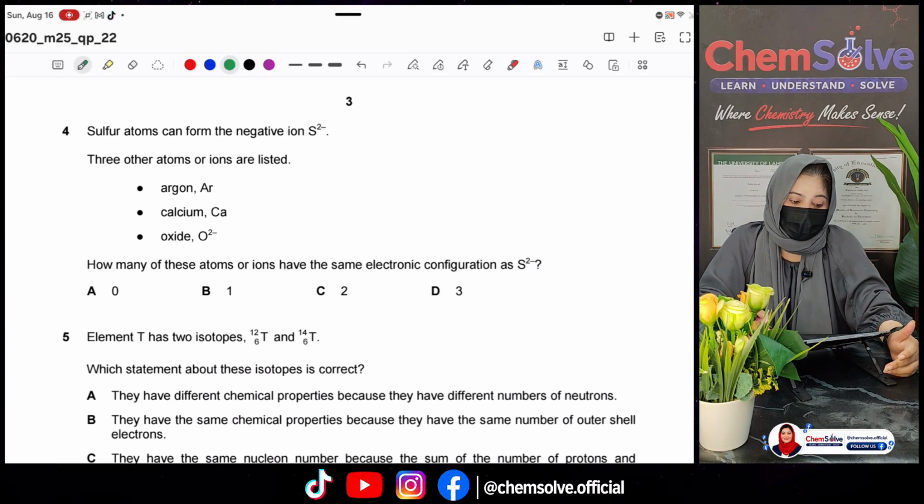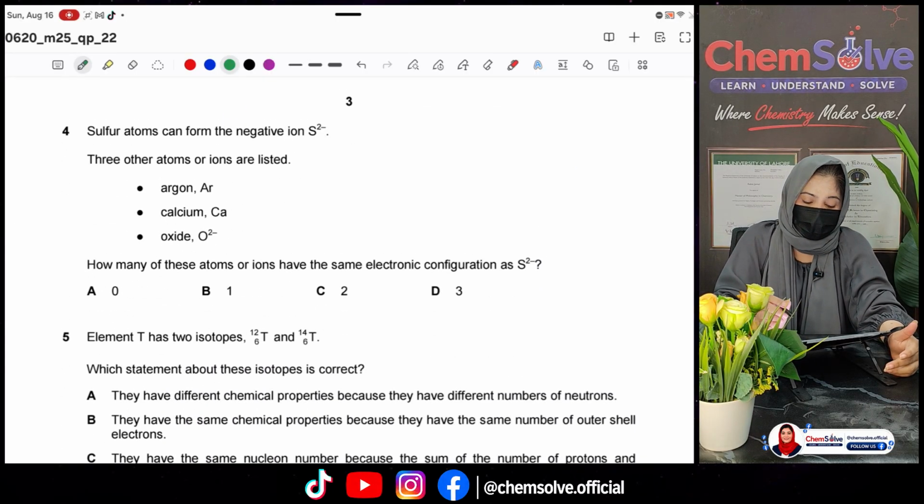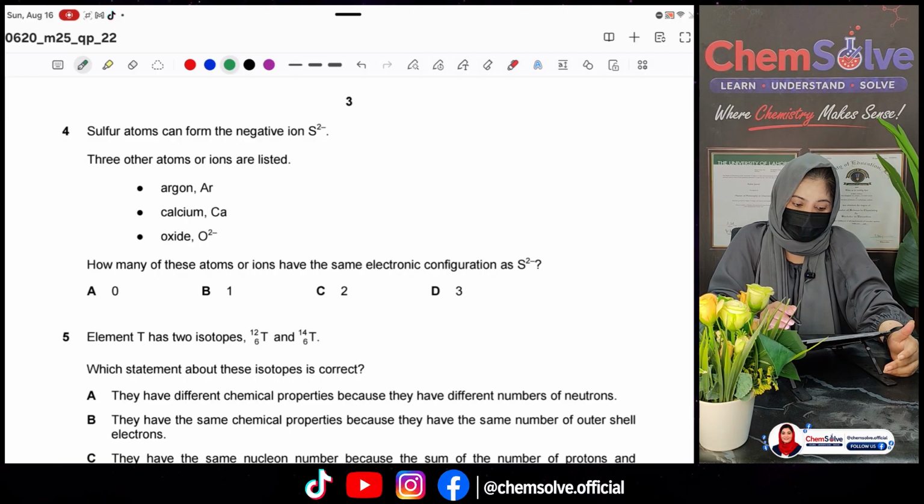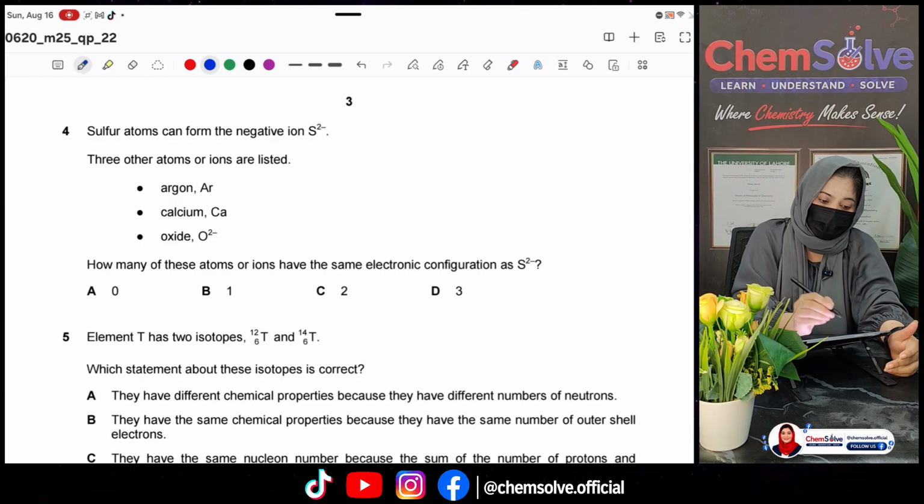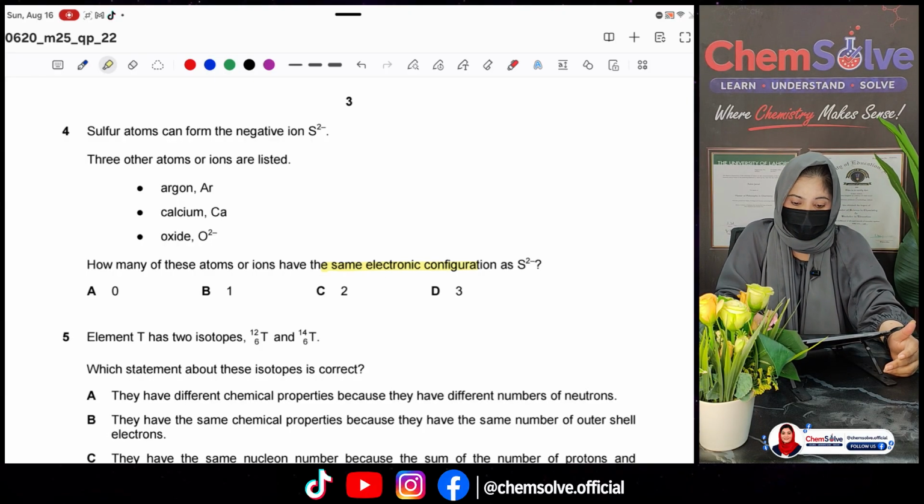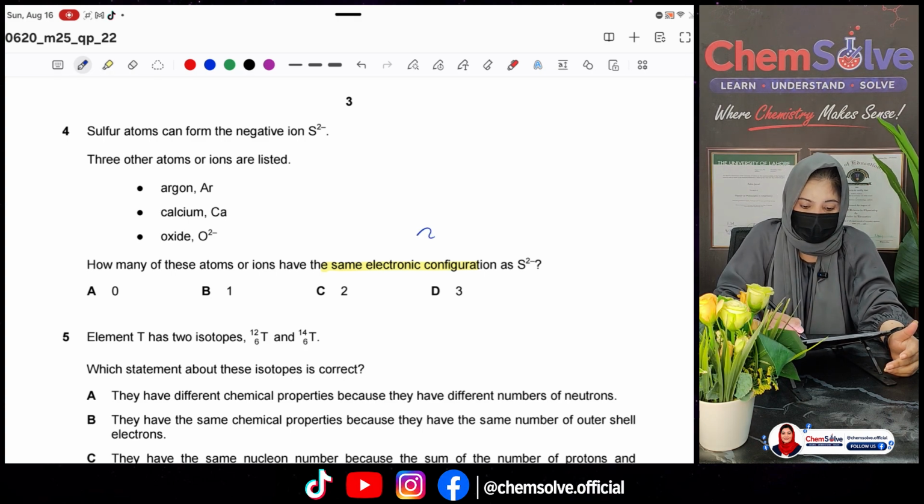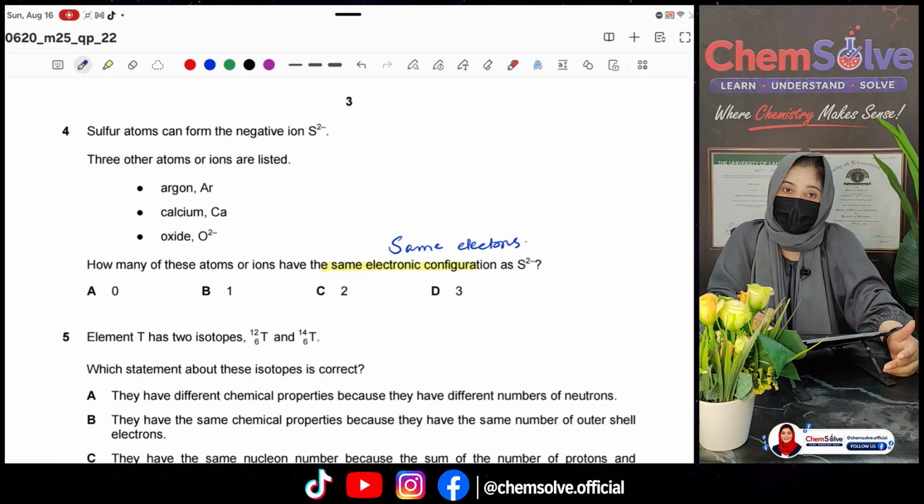Question number 4. A sulfur atom can form the negative S 2− ion. Three other atoms or ions are listed. How many of these atoms or ions have the same electronic configuration as S 2−? So to look at the same electronic configuration, we actually need to see if they have the same electrons. So let's calculate their electrons.